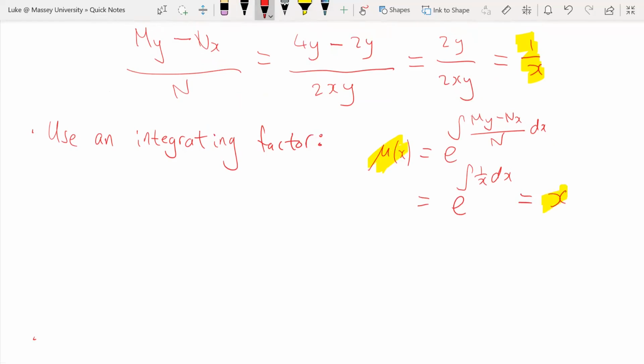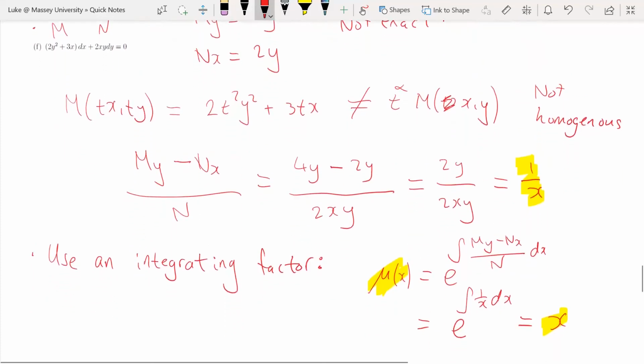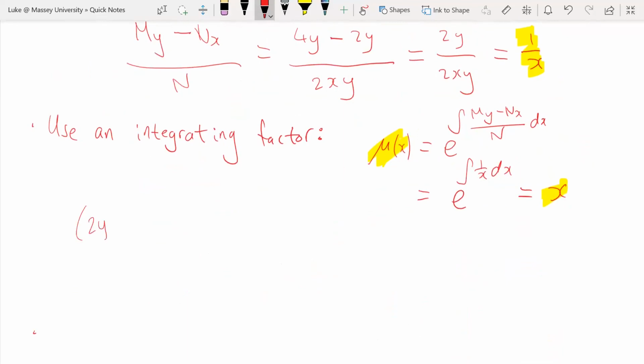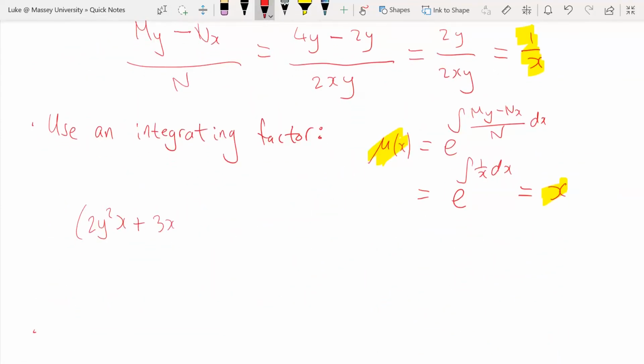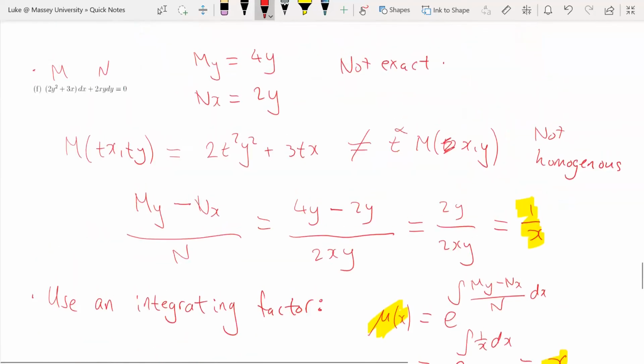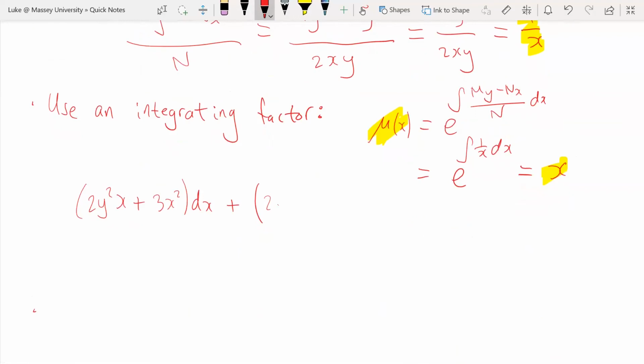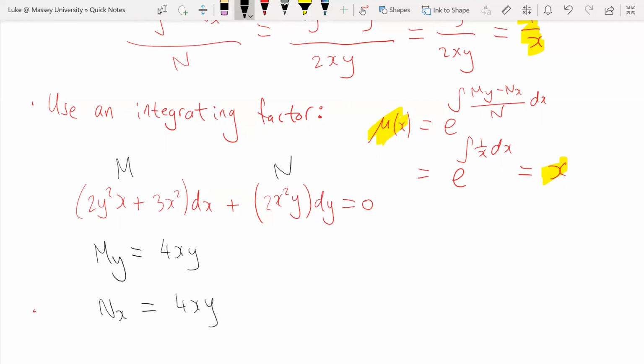So I can multiply my original ODE by x. So I get 2y squared times x plus, what was the next term? 3x, so 3x squared dx plus, now my dy term was 2xy, so it's going to be 2x squared y times dy equals 0. And actually, funnily enough, this is now exact. So if I check my new M and my new N, M_y is now going to be 4xy. N_x is going to be 4xy. So now this equation is exact.